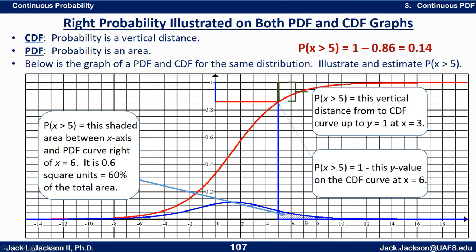On the PDF, it's an area under the curve. And again, that is 0.6 square units. I'm sorry, I didn't fix the slide from last time. Let's fix that. There we go. It's 0.14 square units, or about 14% of the total area under the PDF curve.